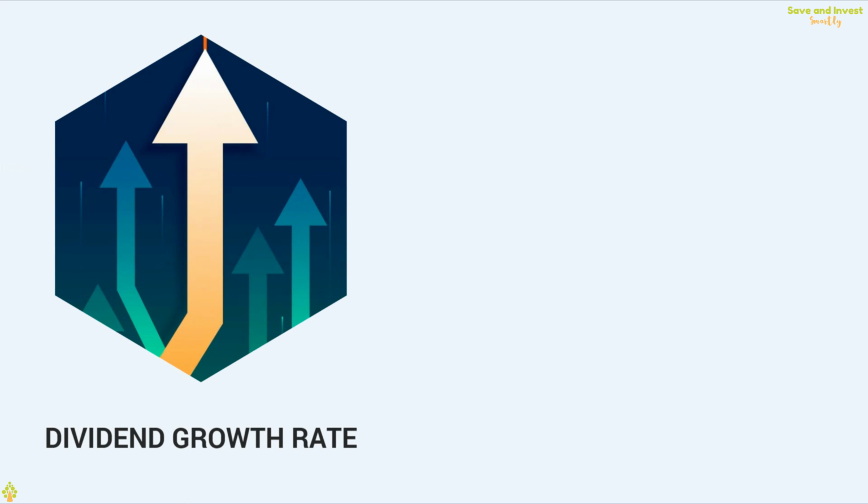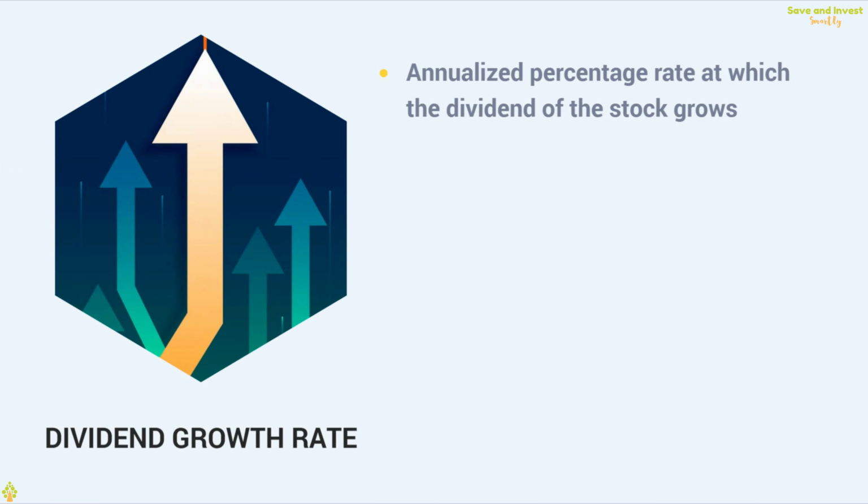The dividend growth rate is the annualized percentage rate at which the dividend of the stock grows over a period of time. If a stock has a strong dividend growth history, then it indicates a long-term income opportunity in that stock. Hence, the dividend growth rate becomes an important metric to determine the company's long-term profitability.